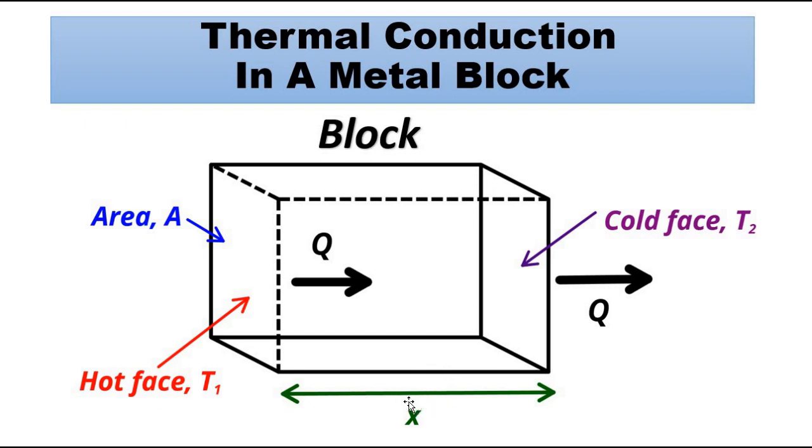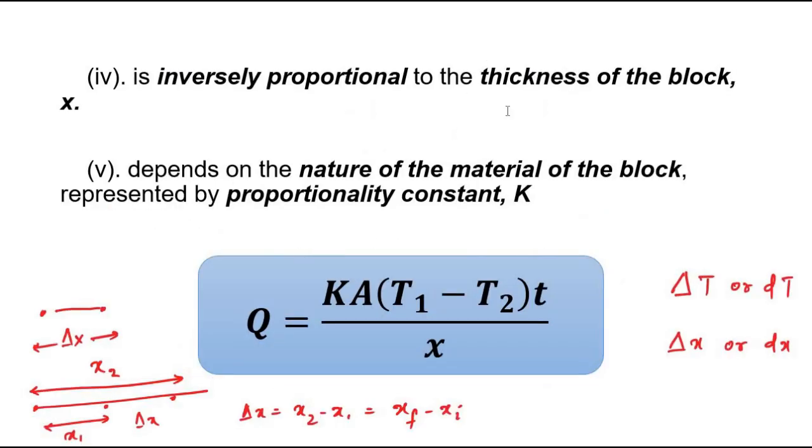And it is inversely proportional to the separation gap. It means if these two faces are closer to each other, the heat flow will be more, and if they are far away from each other, the magnitude of heat flow will be less, because it is inversely proportional to the separation gap or the thickness. Okay, so this is the thing.